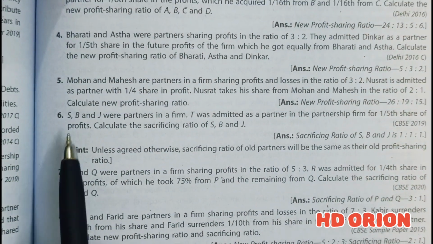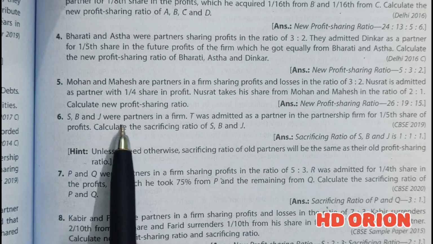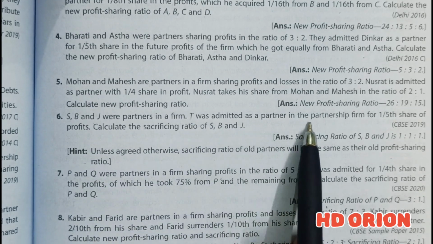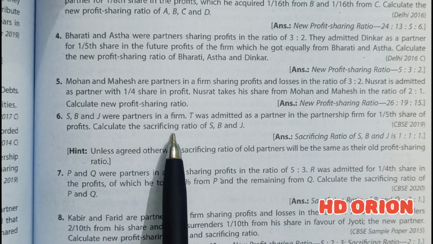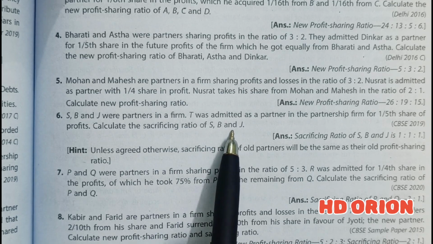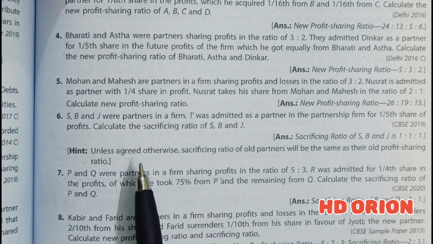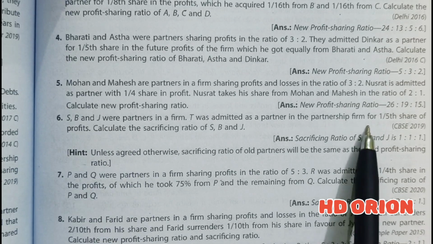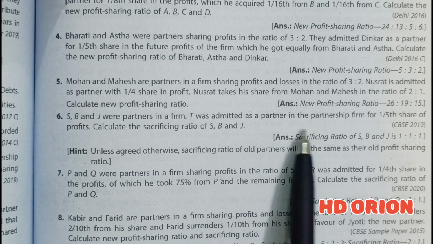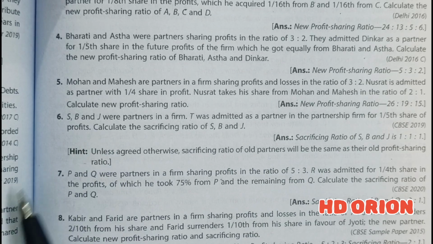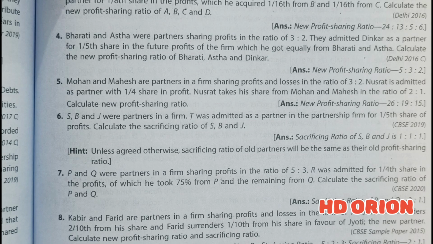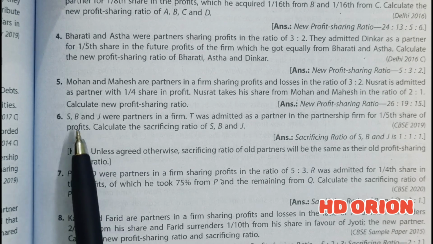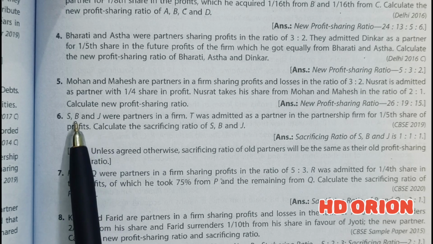Let us see question number 6. S, B and J were partners in a firm. T was admitted as a partner in the partnership firm for 1/5 share of profit. Calculate the sacrificing ratio of S, B and J. Now this question is very, very simple, and the old partners' profit sharing ratio is not given in the question. So it is to be taken as 1:1:1. In absence of any recommended profit sharing ratio in the question, the partnership deed recommends equal profit sharing ratio. So in this case, the old profit sharing ratio is 1:1:1 for the partners.